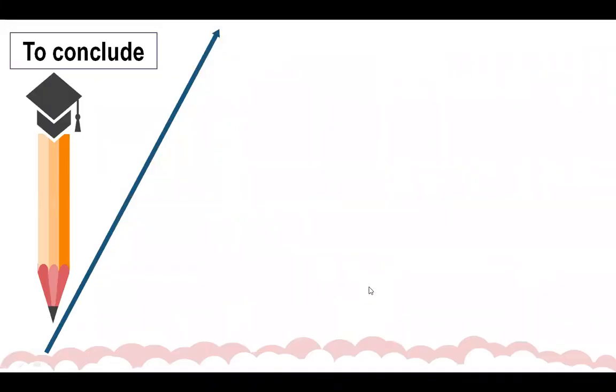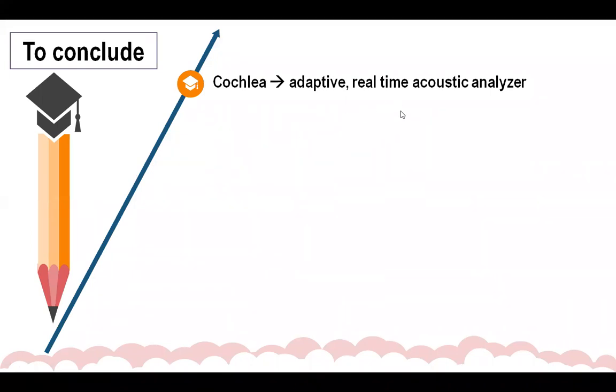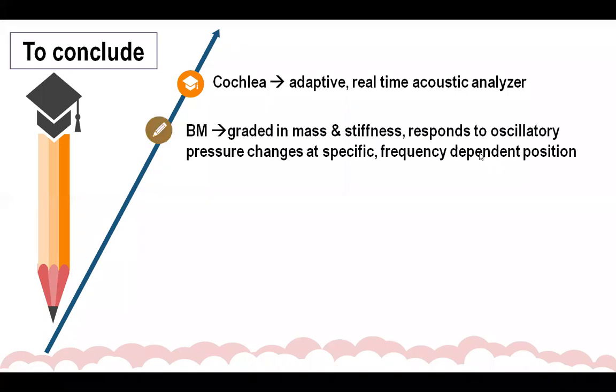So to conclude, I can say the cochlea is an adaptive real-time acoustic analyzer. Means it will analyze the different frequencies of the sound wave. The basilar membrane is graded in mass and stiffness. That is, the base is more tough, more stiff and narrow, whereas as you go towards the apex it is thin, more compliant and broader as compared to the base.